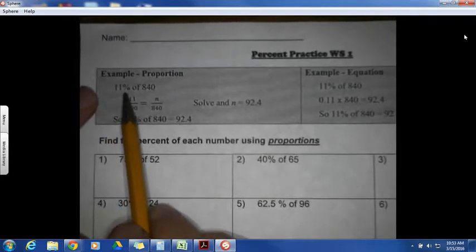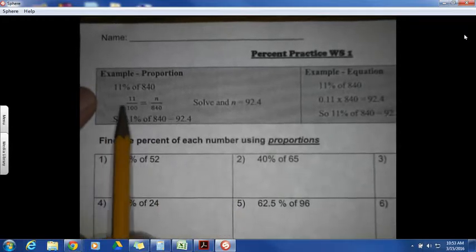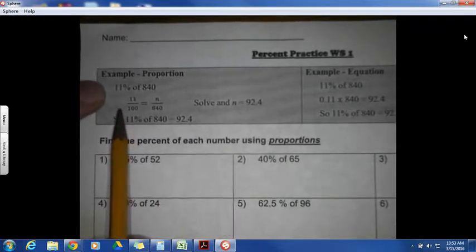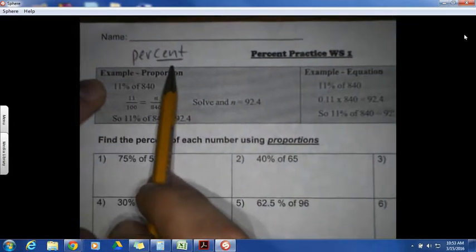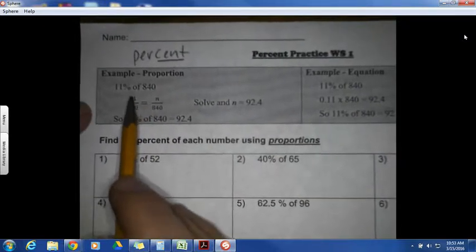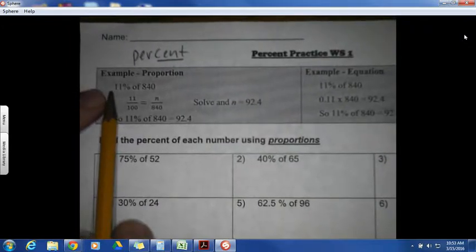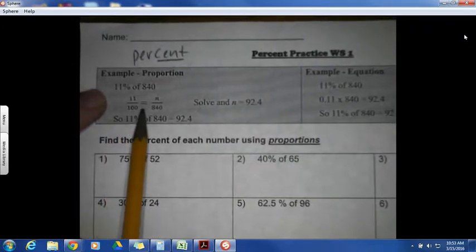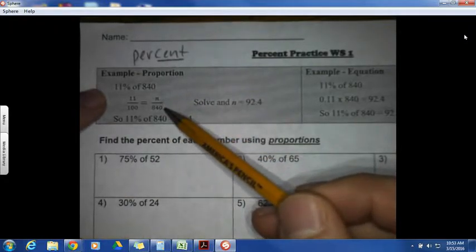So 11% of 840, the proportion you set up with one number, your percent number, over 100, because remember, percent means per 100, per cent, remember that word cent means 100. So our first ratio that we set up in our proportion is the percent. So we just put our percent number over 100, and then we set that equal to the number we're trying to find of the other number.